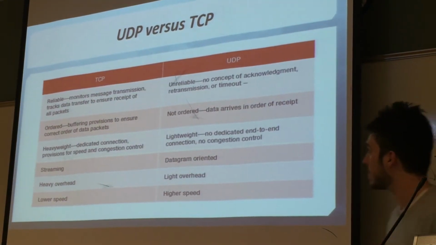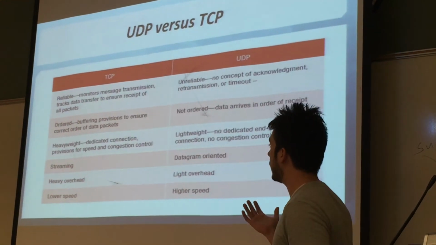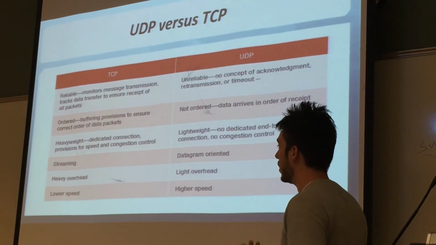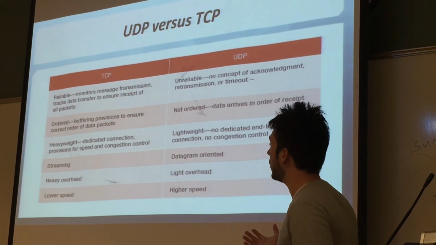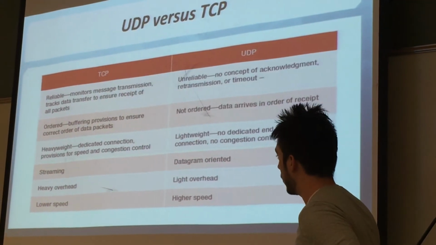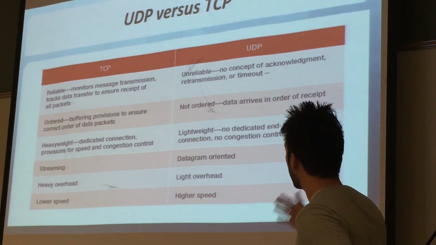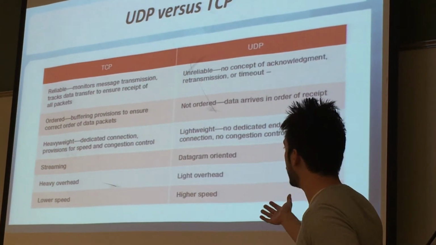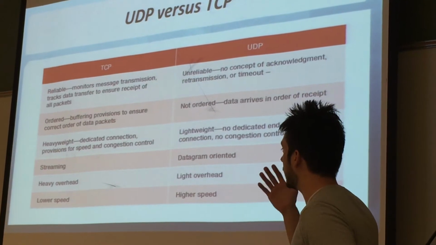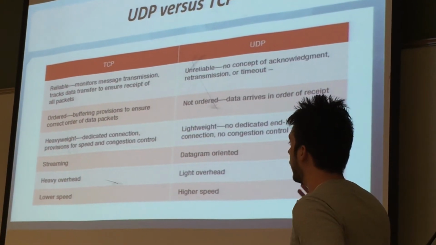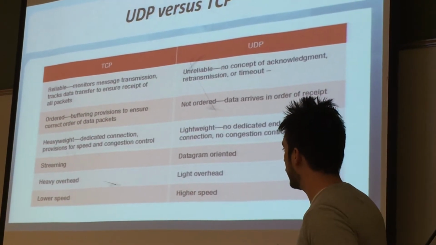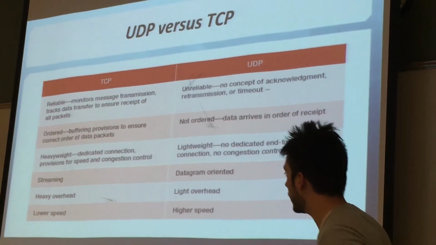So here's a comparison of TCP and UDP. TCP is known to be reliable, while UDP is not. TCP is ordered, UDP is not. Now one of the reasons why UDP is so useful in some applications is it's lightweight, it has light overhead, and it's datagram oriented.